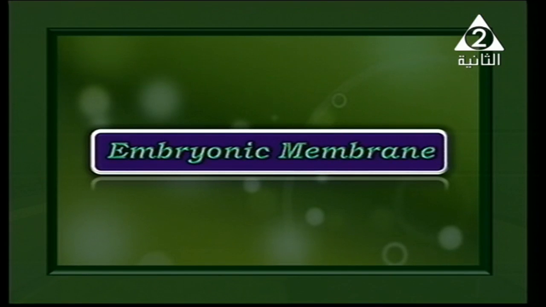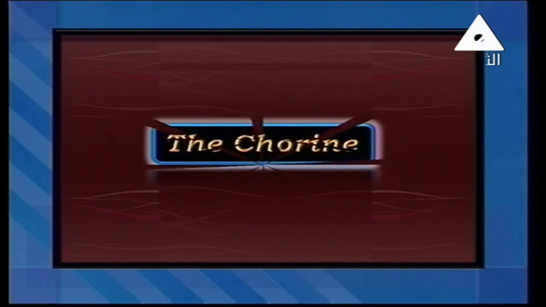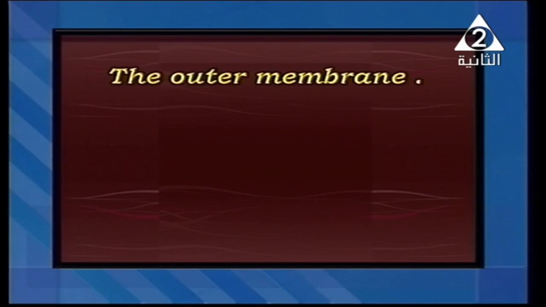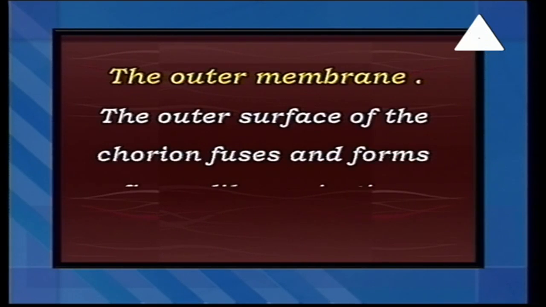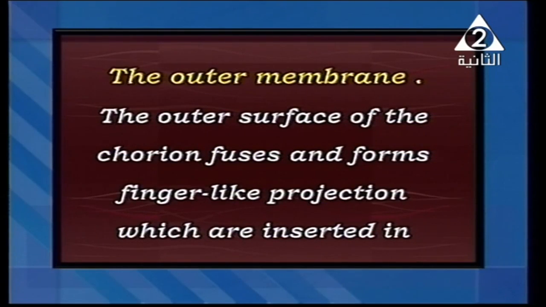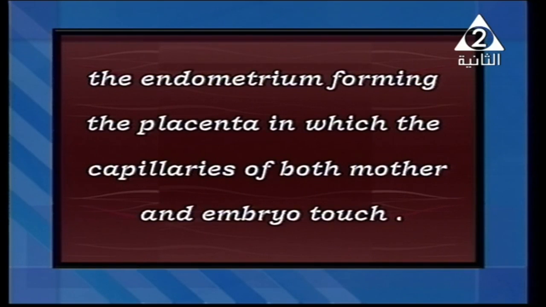Embryonic membranes are very important. The first one is the chorion, the outer membrane. The outer surface of the chorion forms finger-like projections which are inserted in the endometrium, or the internal wall of the uterus, to form the placenta, in which the capillaries of both mother and embryo are connected together, okay?